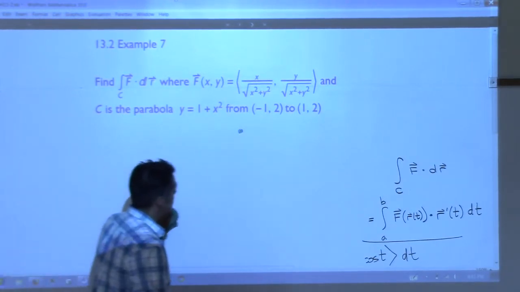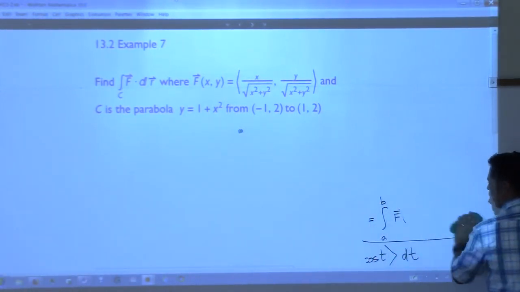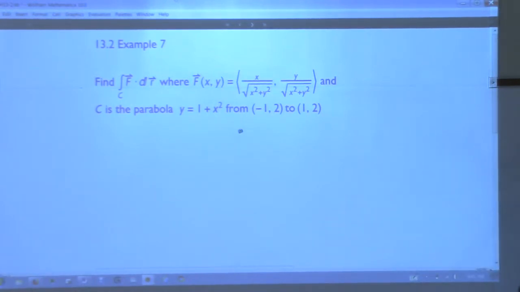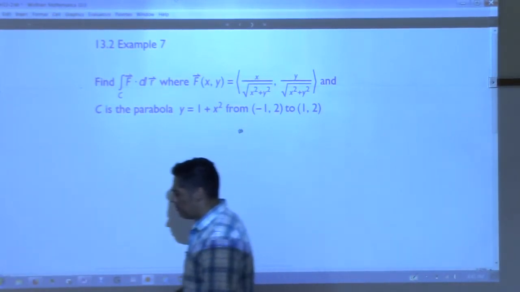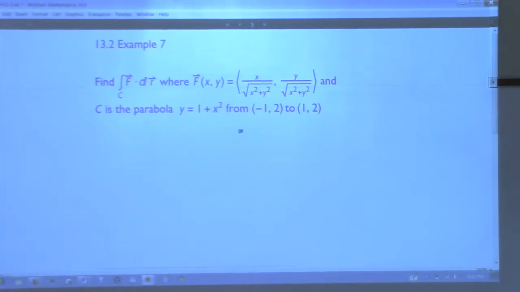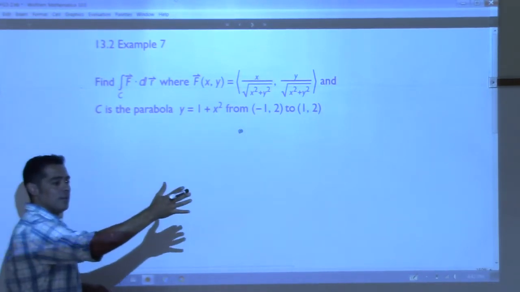Let me look at it first, and let me see if I'm ready to cut you loose on this one on your own here. Well, your field is just given to you, isn't it? So the only real issue here is coming up with our curve, C. So we'll work this one together. Volunteers off the next table.